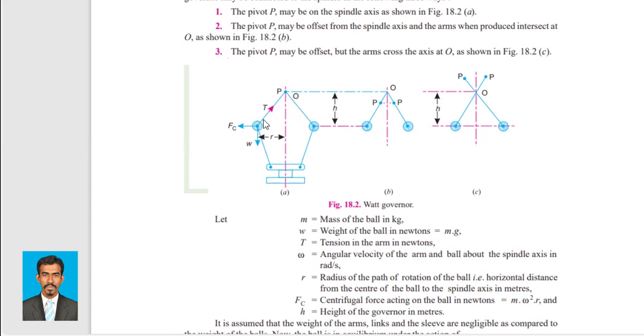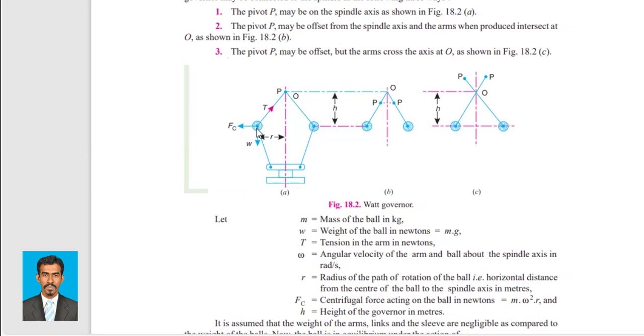Why? Because one force is passing through that point O. We know if we are taking moments about any point, any force which is passing through that point will not come into action. Therefore we are doing this to eliminate T, because we don't know how much T is. We know the radius, we can measure. We know the mass, we can measure. Based on the angular velocity omega, we can even calculate FC. But T, we don't know. We can calculate it later. So in order to eliminate this T, we are taking moments about point O. If we take moments about point O, this T will be cancelled out.